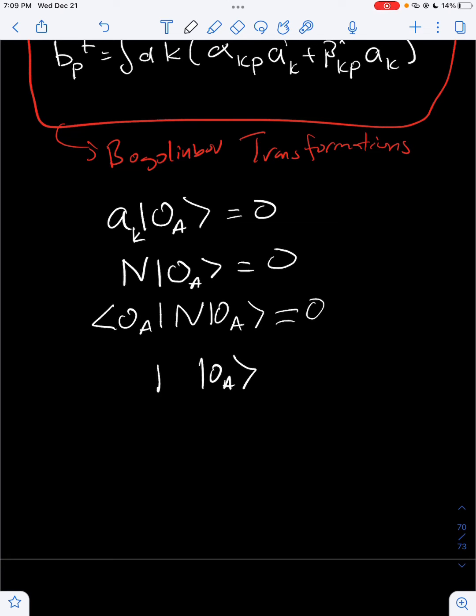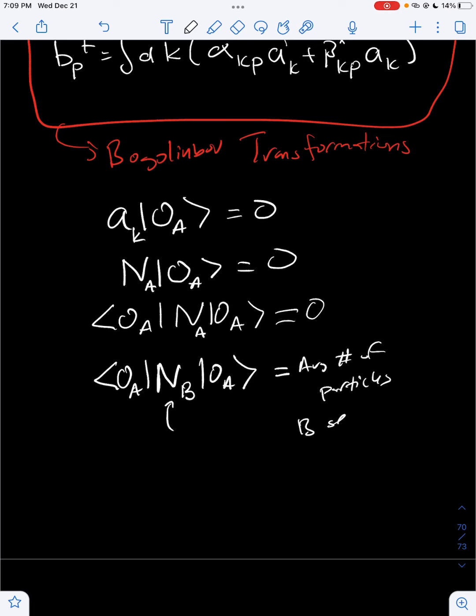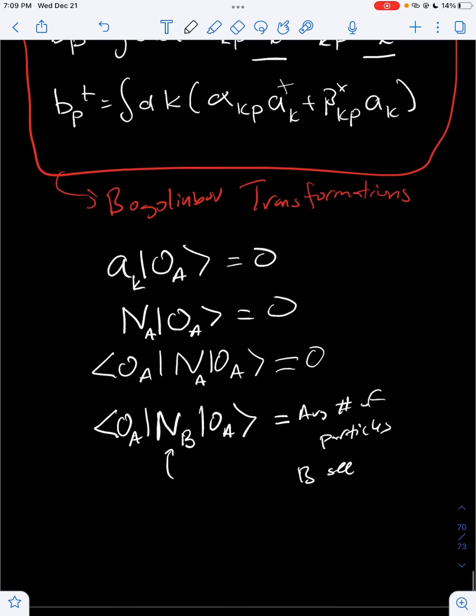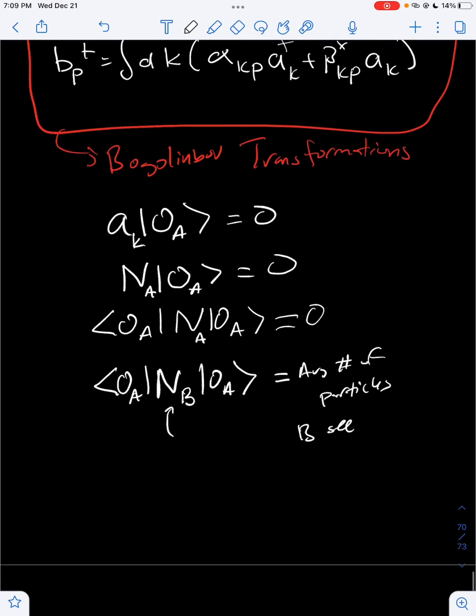So we want to see B's number operator acting on A's vacuum state. So here we had A's number operator. And to see B's average number of particles in what A calls a vacuum, we would just sandwich the vacuum states with N_B. And this will tell us the average number of particles that B will actually see. So how do we actually do that? Well, it's actually pretty straightforward.